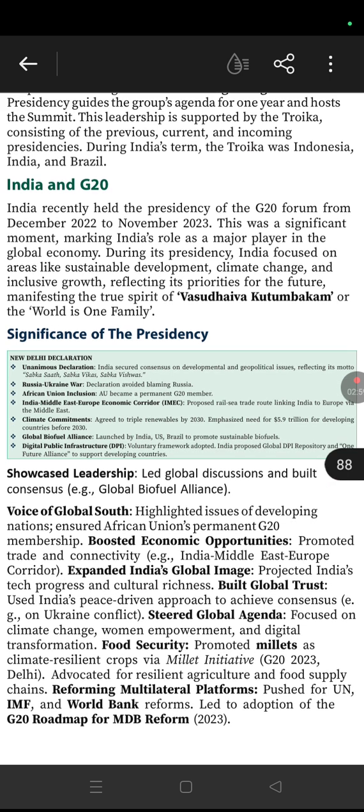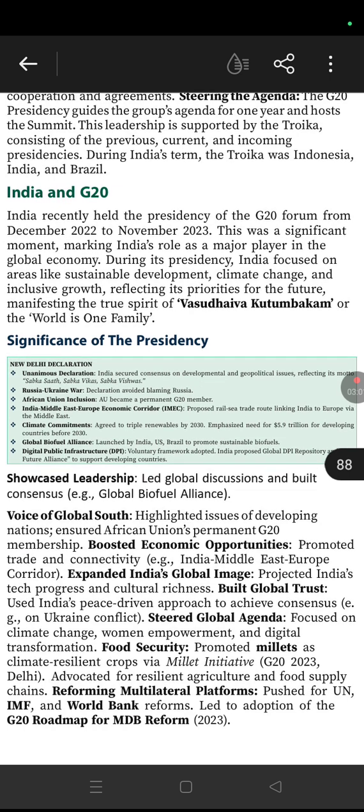When India was the president of G20, its goal was Vasudhaiv Kutumbakam. Means its theme was Vasudhaiv Kutumbakam, world is one family. And during the Indian presidency of G20, we signed a New Delhi Declaration, whose motto was Sabka Saath, Sabka Vikas and Sabka Vishwas. And what are the keywords important for the New Delhi Declaration?